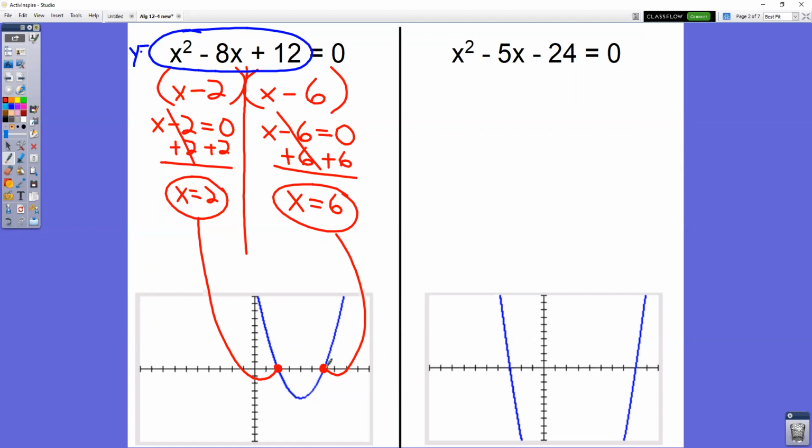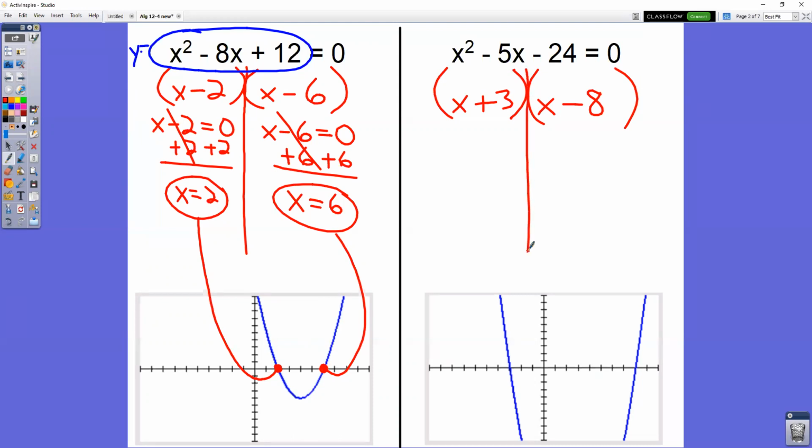Take a look at the next one. x squared minus 5x minus 24. So what times what is -24 that adds up to -5? Well, this one would be a +3 and a -8. Again, it does not matter which one goes first. If you put the x minus 8 first, that wouldn't matter.